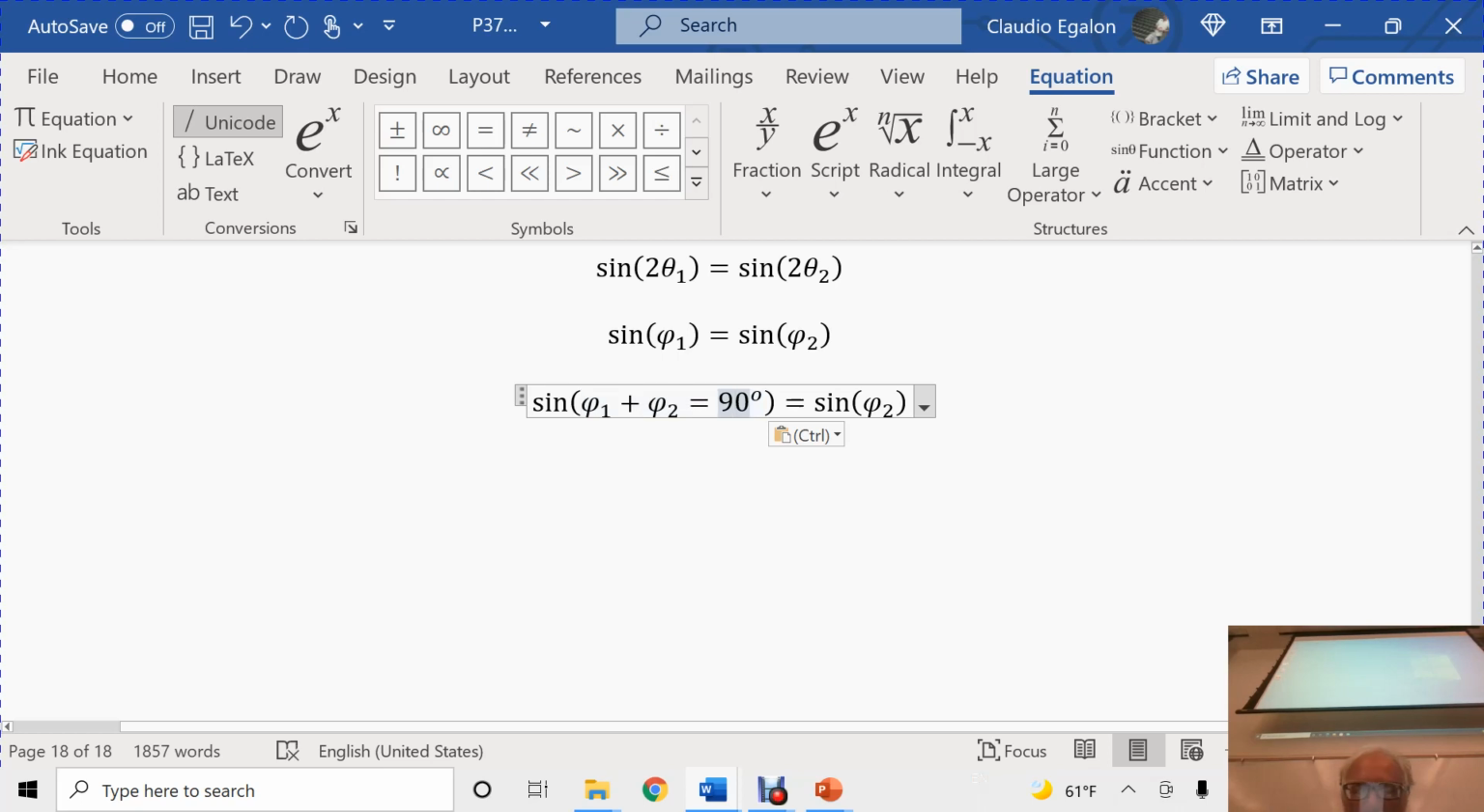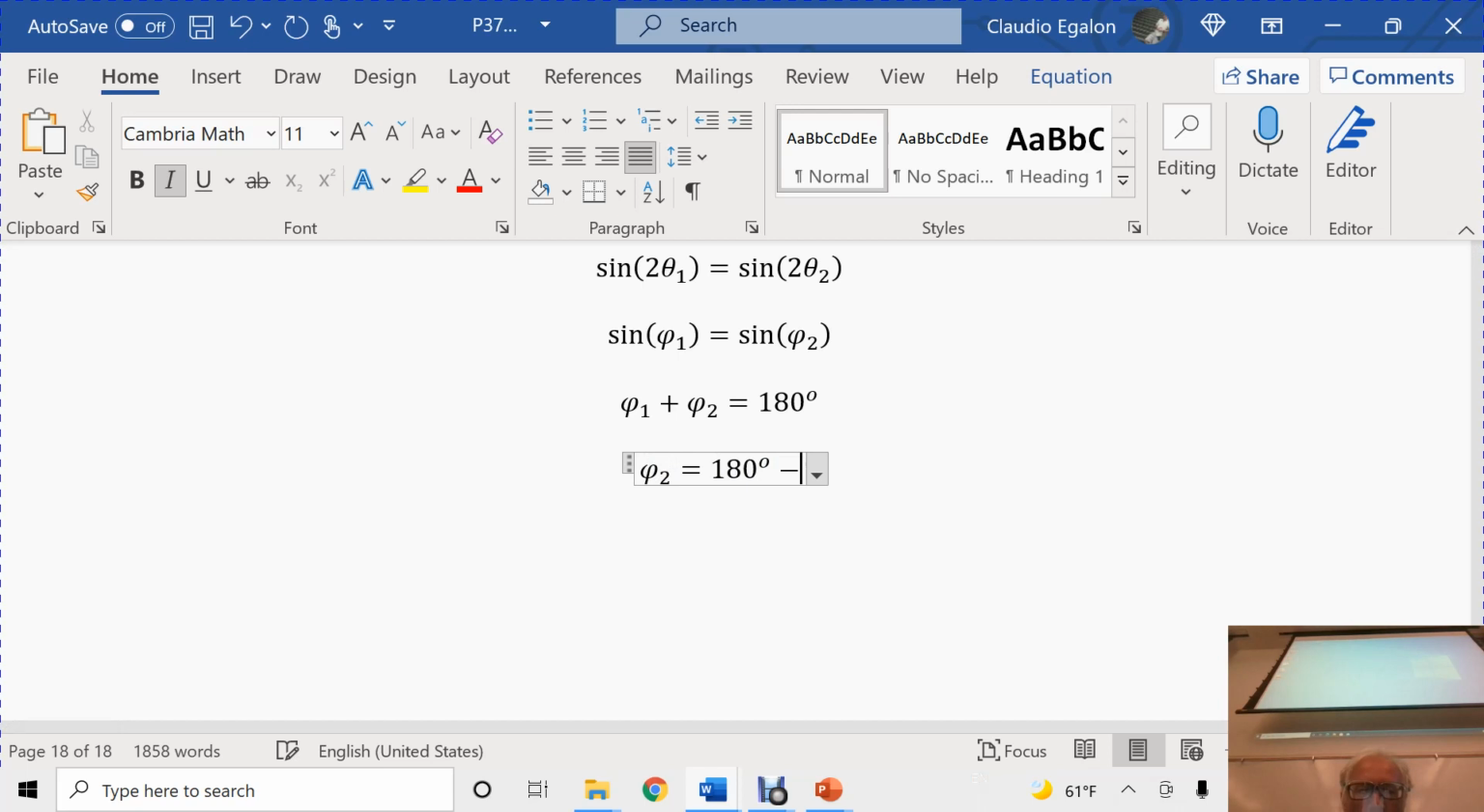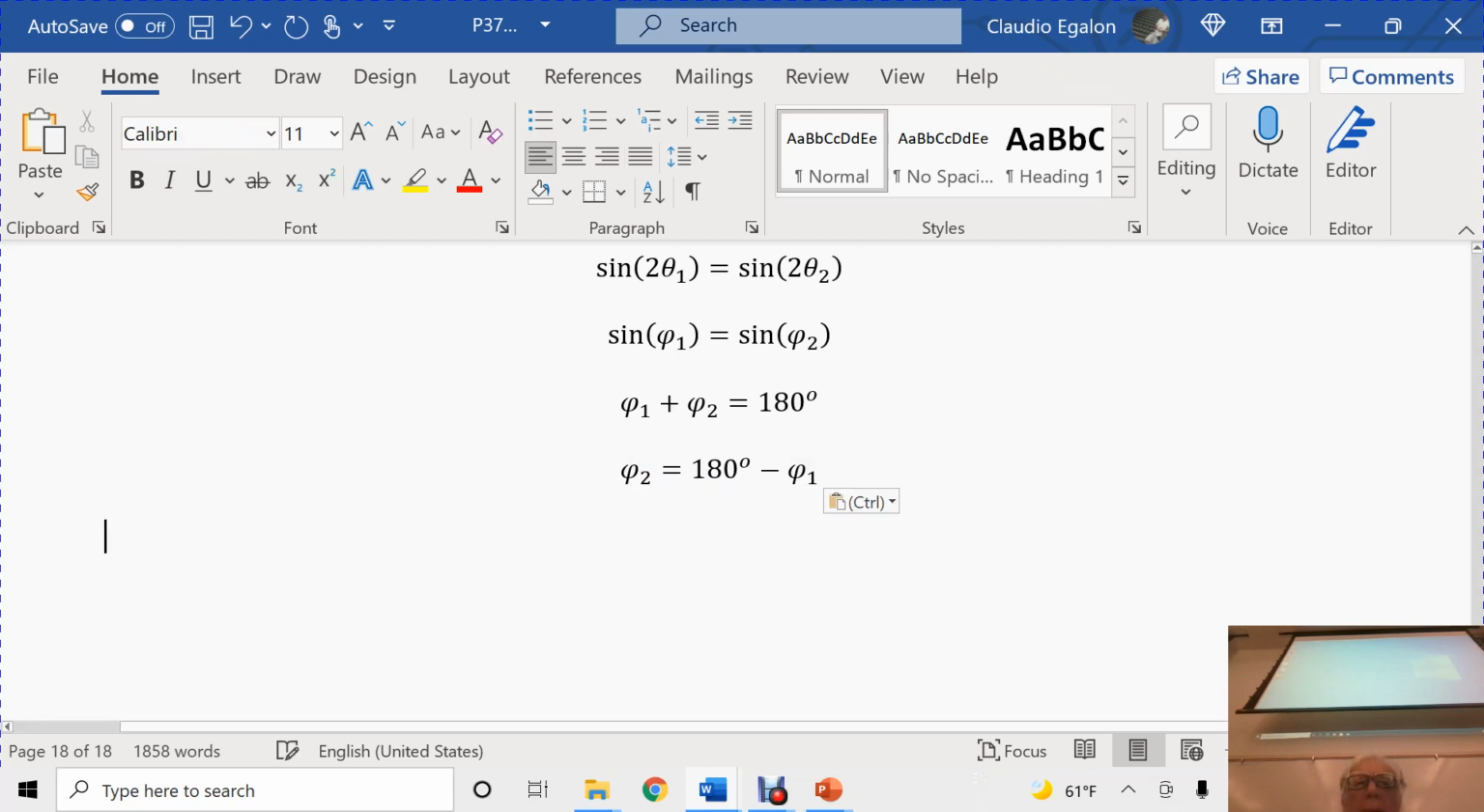180. And copy and paste. Okay? And now I can write one in terms of the other. I can write one angle in terms of the other. I'm going to eliminate phi 2. In order to eliminate phi 2, I have to write phi 2 in terms of phi 1. That's how we eliminate phi 2. Minus phi 1. Okay?